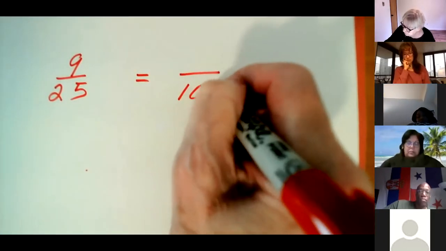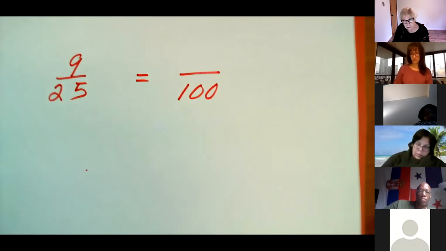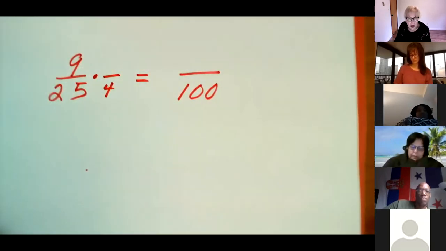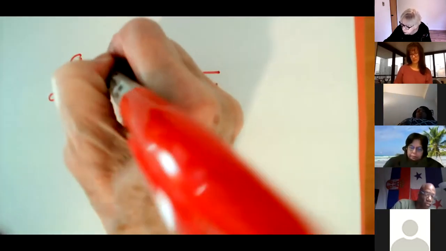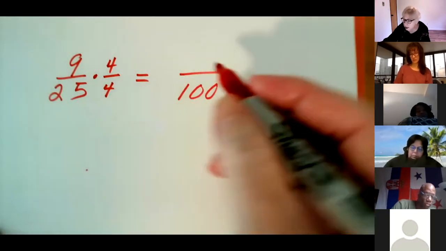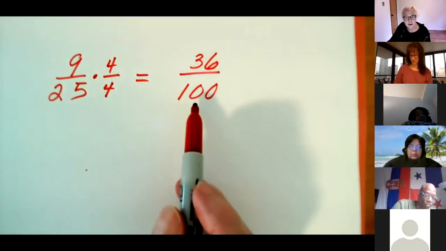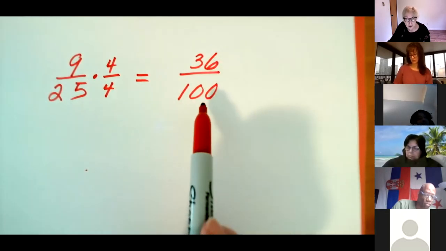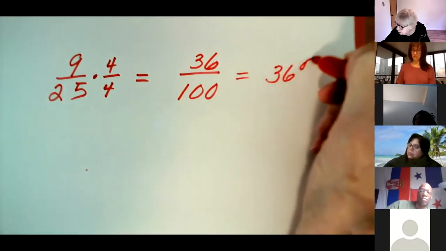$25 goes nicely into 100. Right? So 25 times 4 is 100. And if you recall what you have to do when you multiply this by 4, you better do this by 4. So 9 times 4 is 36. So 9 over 25 converted easily, sometimes it won't, but in this case it did, into 36 hundredths. And now I got it. This is 36%.